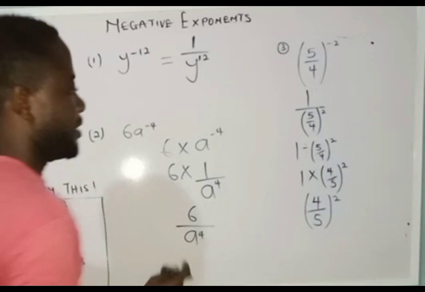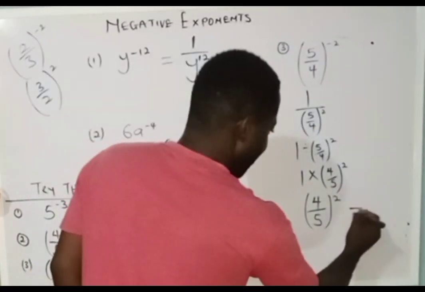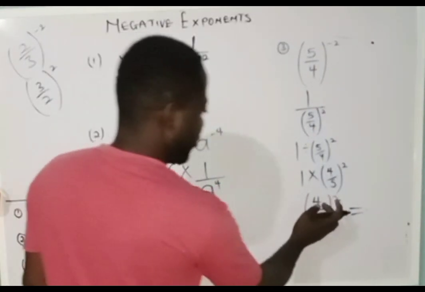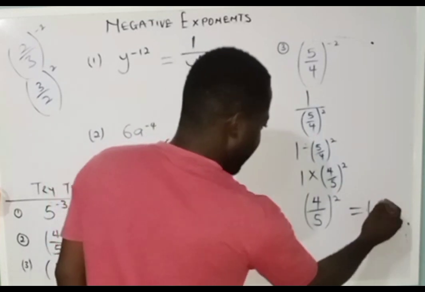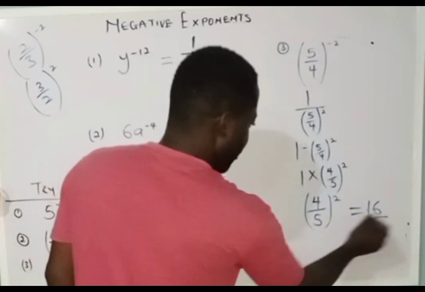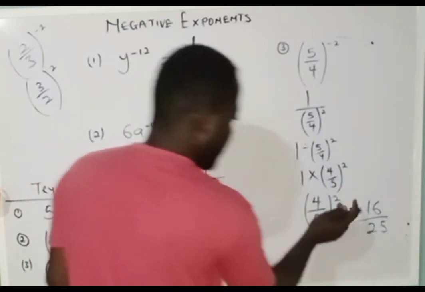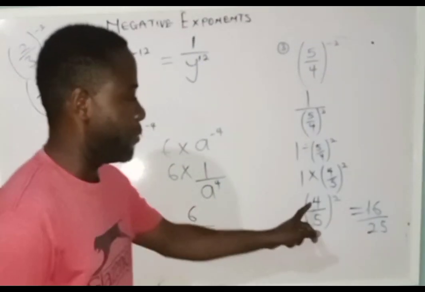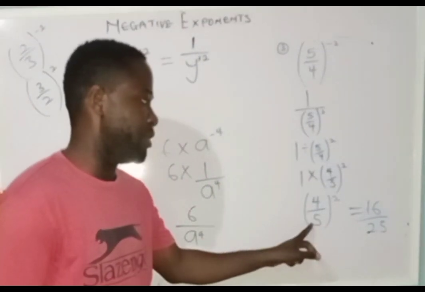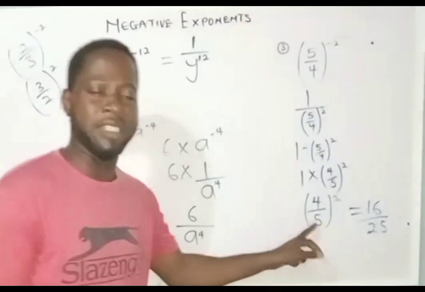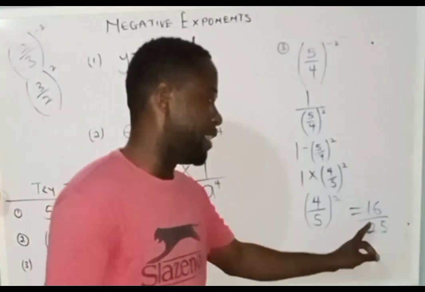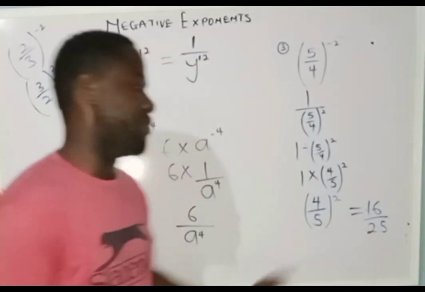So that's just it. Now, to find our final answer, 4 raised to power 2 is 16 and 5 raised to power 2 is 25. Don't forget, the power of 2 here is meant for both 4 and 5, so it's meant for both the numerator and the denominator. So our final answer will therefore be 16 over 25.